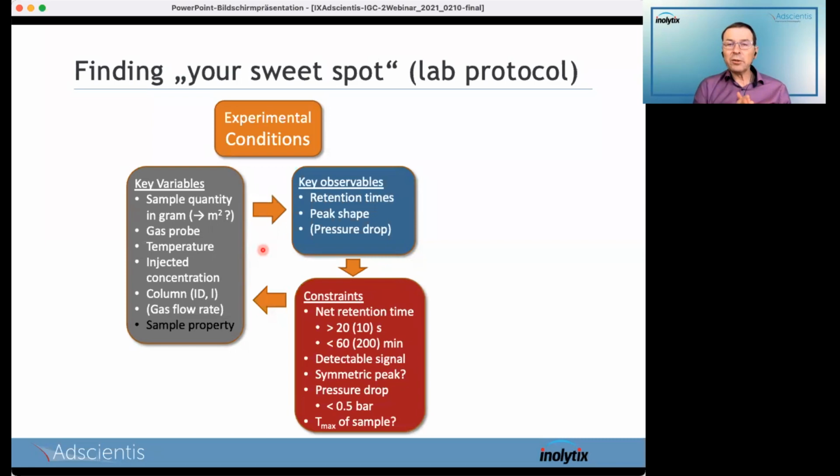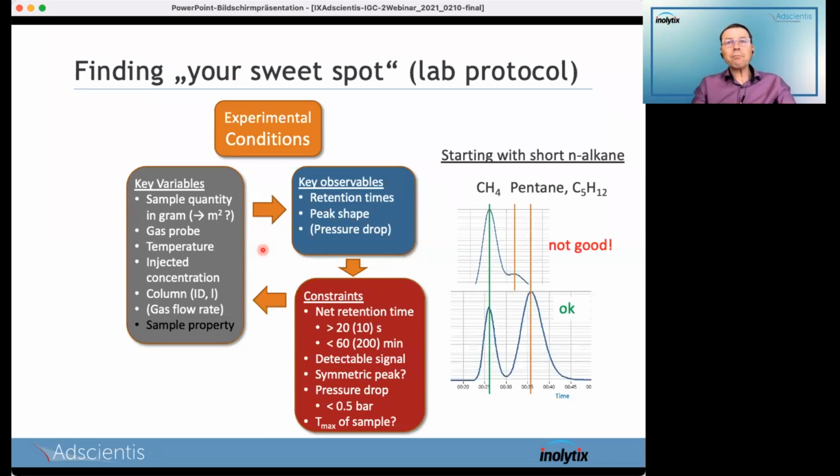What I'm doing now with you is first giving an example about the net retention time. Here I have two chromatograms, and the first peak is the methane peak. The second peak is the pentane peak, because we usually start with the short n-alkanes, like pentane. And you see here, the resolution is not good enough. So you have to increase either the sample quantity or other factors, which I will discuss. But this one here would be really okay.